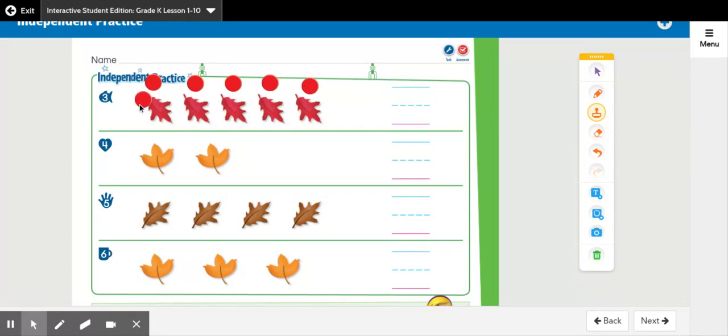Let's count our leaves. 1, 2, 3, 4, 5. So our argument is that I know there are 5 leaves because there are 5 counters. There is 1 counter for each leaf. There are 5 leaves and 5 counters. Go ahead and write the number 5. Across, down, and around.